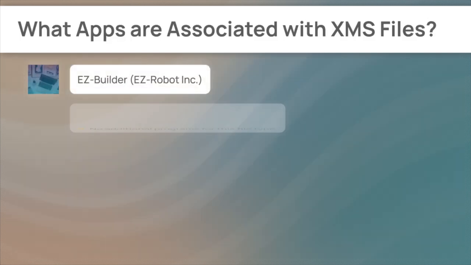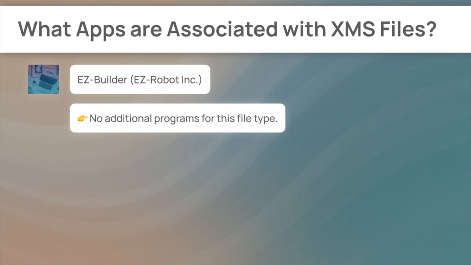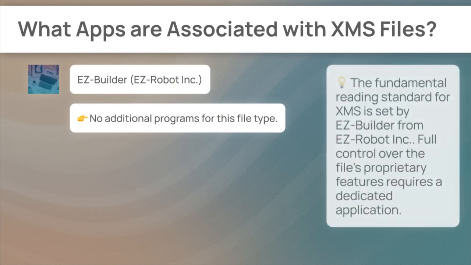To gain full access to XMS, the application needed is EasyBuilder from Easy Robot Inc. Full control over the file's proprietary features requires a dedicated application. Windows shows only high-level details, so reading or editing game data depends on compatible tools.